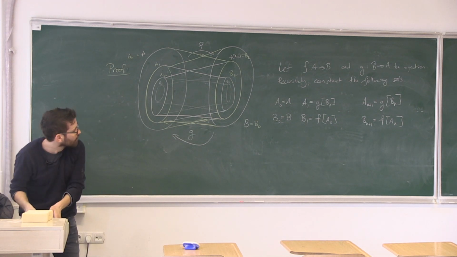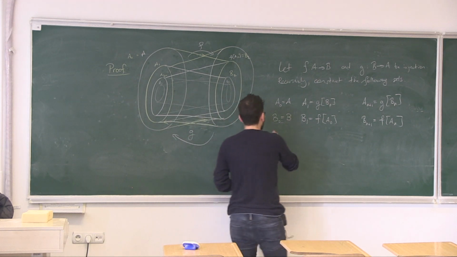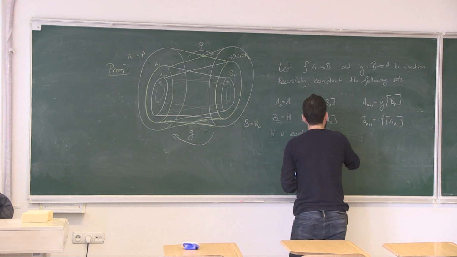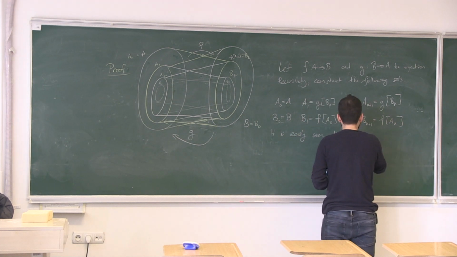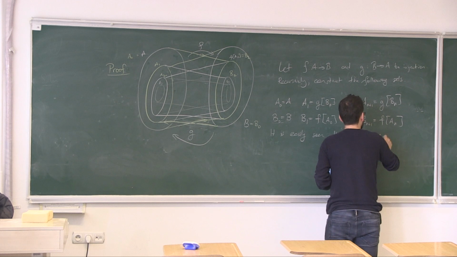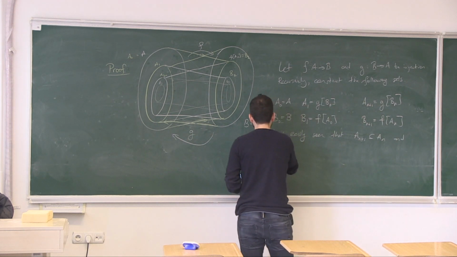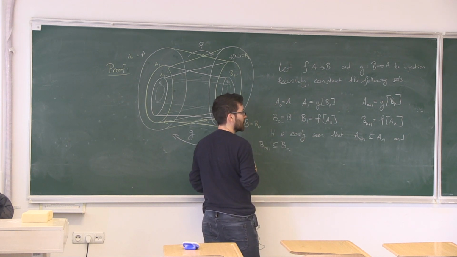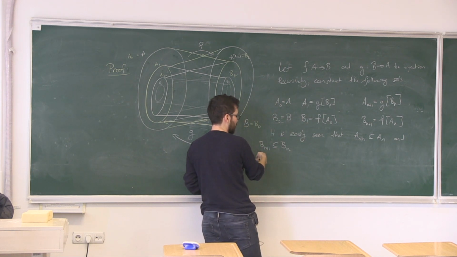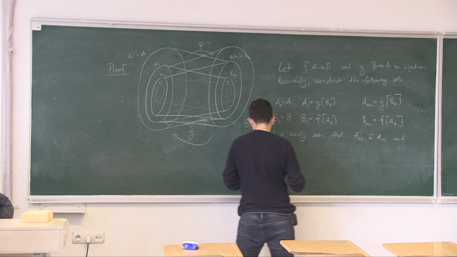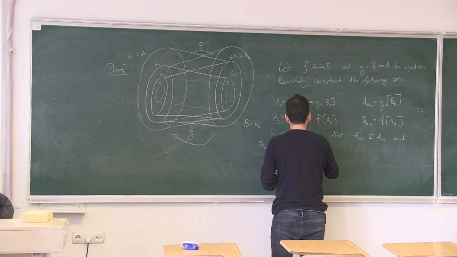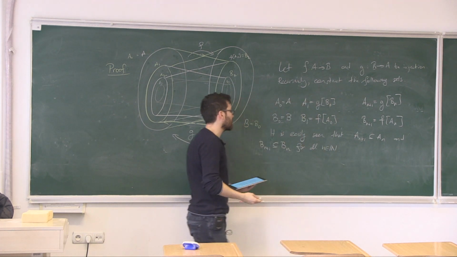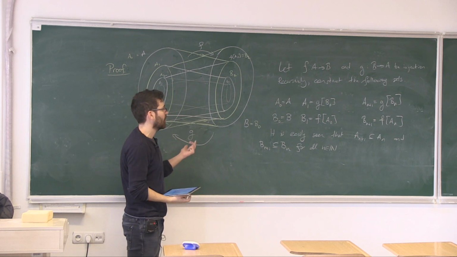Now, it is easily seen that the following happens. These An's and Bn's form decreasing sequences of sets. When I say decreasing sequence, I mean this. The next one is a subset of the previous one. Why is this easily seen? You can prove this by induction.